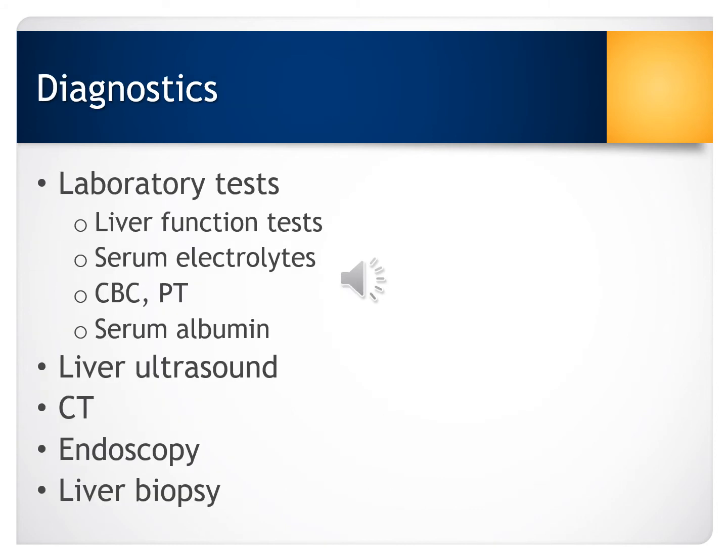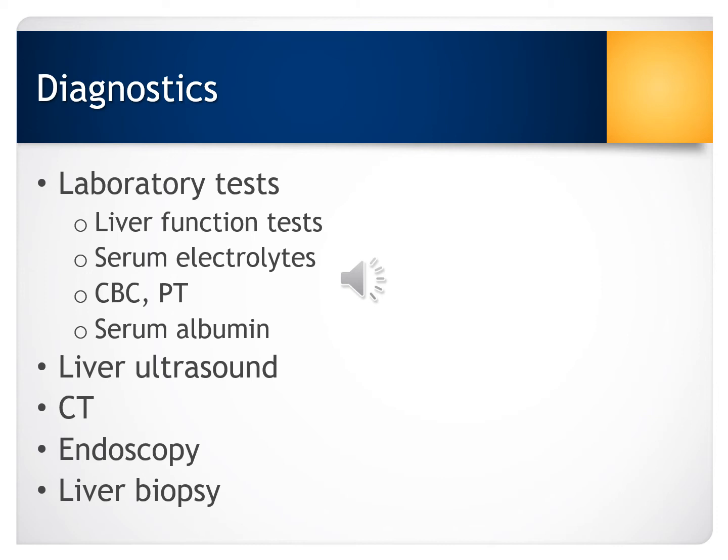A variety of tests can be done to evaluate liver function. Liver function studies will usually return with an elevated alkaline phosphatase, AST, ALT, and GGT. Electrolytes may be involved, oftentimes from poor nutritional intake. CBC may also be evaluated.